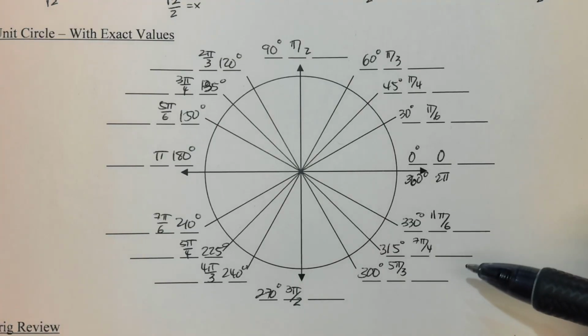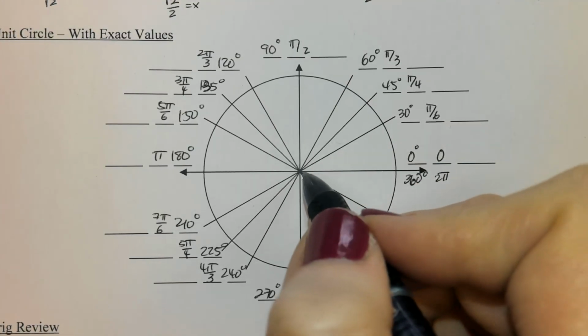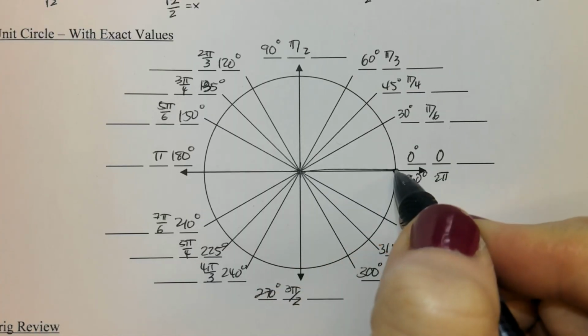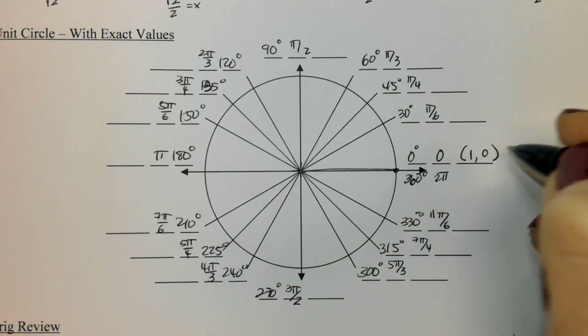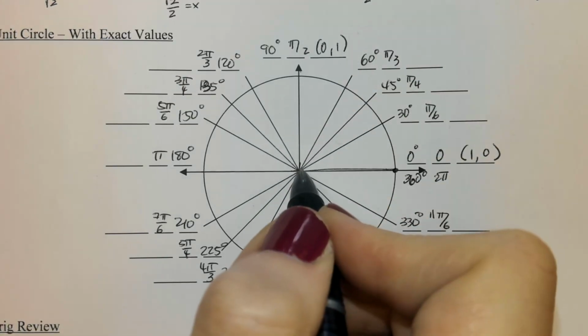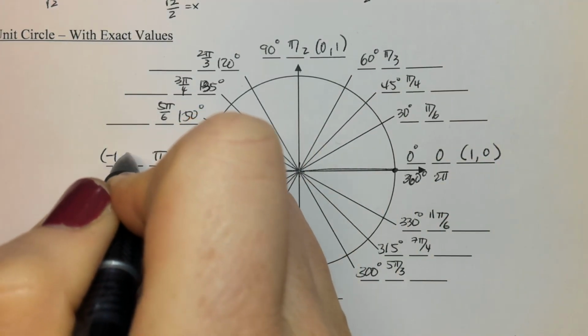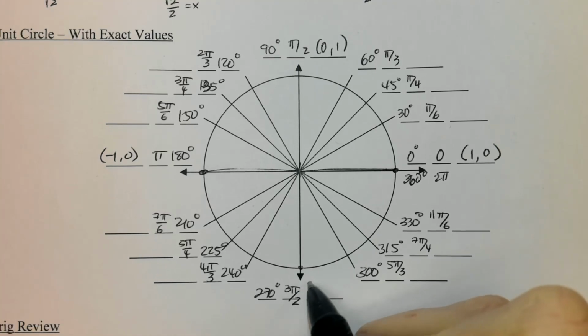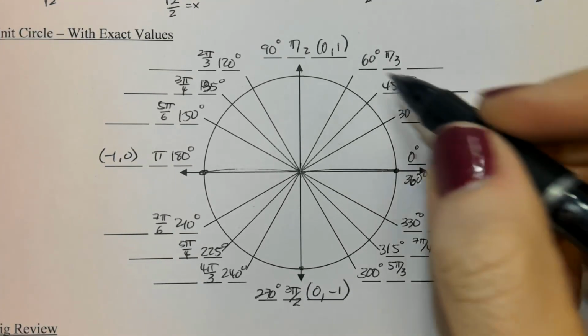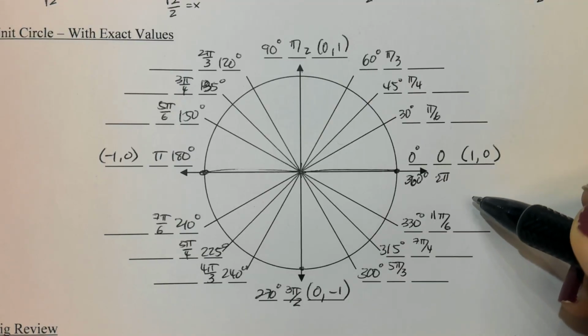And now we're going to talk about the exact values. So the exact values are literally, if this was the origin, how would I get to that point? So to get to this point, it would actually be 1, 0. To get to this point, it would be 0, 1. To get to this one, it would be negative 1, 0. And to go straight down, it would be 0, negative 1. So those are your quadrantal ones. Those are usually kind of quote-unquote the easy ones.